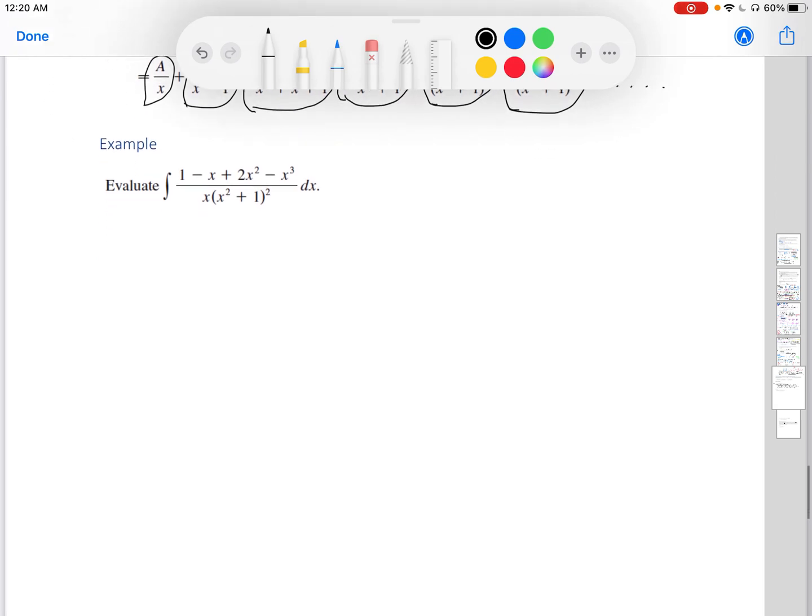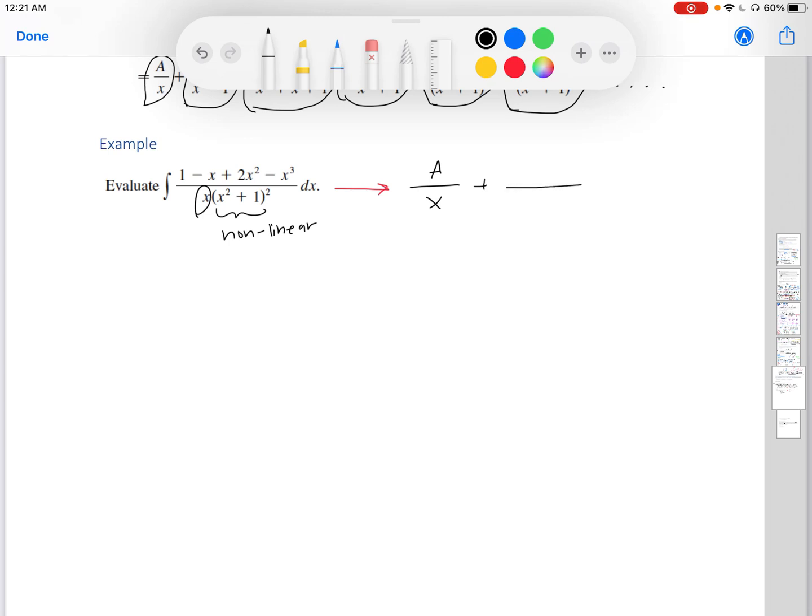All right, let's go ahead and do a problem. So we have to integrate the integral of 1 minus x plus 2x squared minus x cubed over x times x squared plus 1, squared. All right, our setup for our partial fractions. It's already factored for our denominator. So for this linear one, we're going to have A over x plus, now this one's nonlinear.